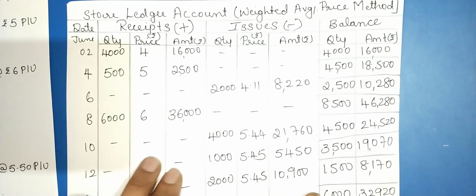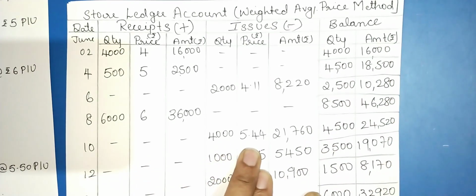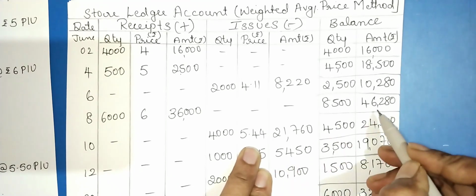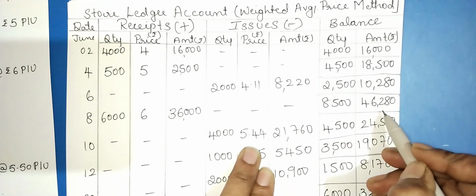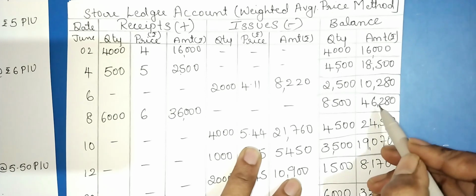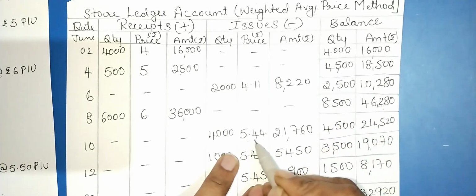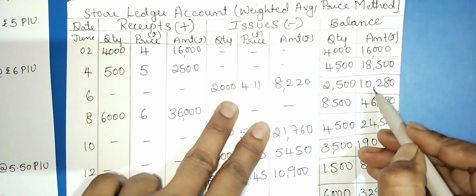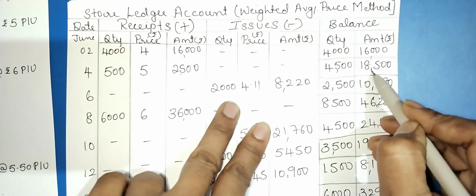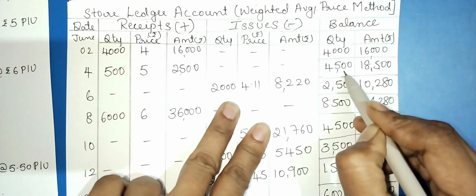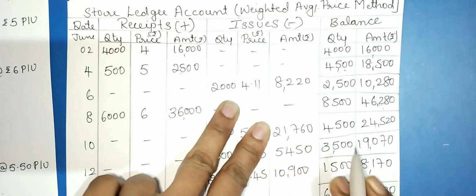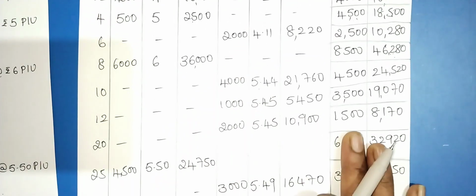Okay, see here we have taken 5.44. How did we get it? 46,280 was the amount available on hand, the total cost divided by 8,500. So we got 5.44. Here 18,500 divided by 4,500.